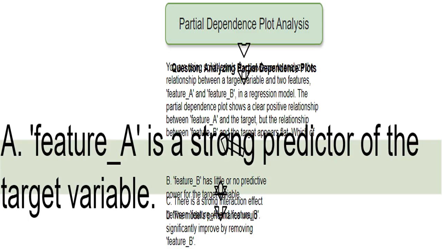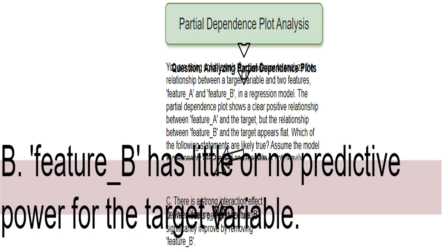The positive relationship in the plot tells me that feature_A is a strong predictor. As feature_A goes up, the target variable goes up. It's a clear and strong signal. The flat partial dependence plot for feature_B means it's not a good predictor. There is little to no relationship between feature_B and the target variable. The plot shows no consistent change in the target variable as feature_B changes.